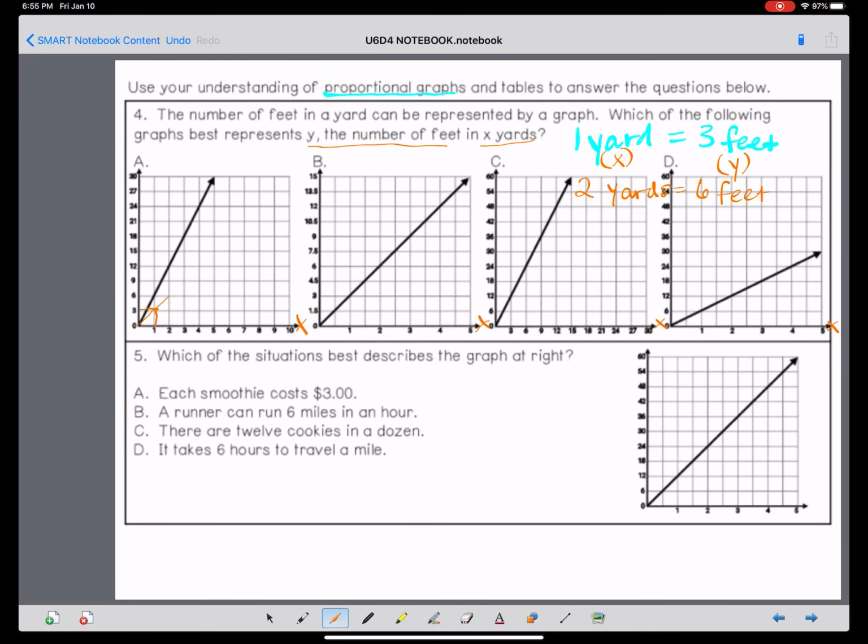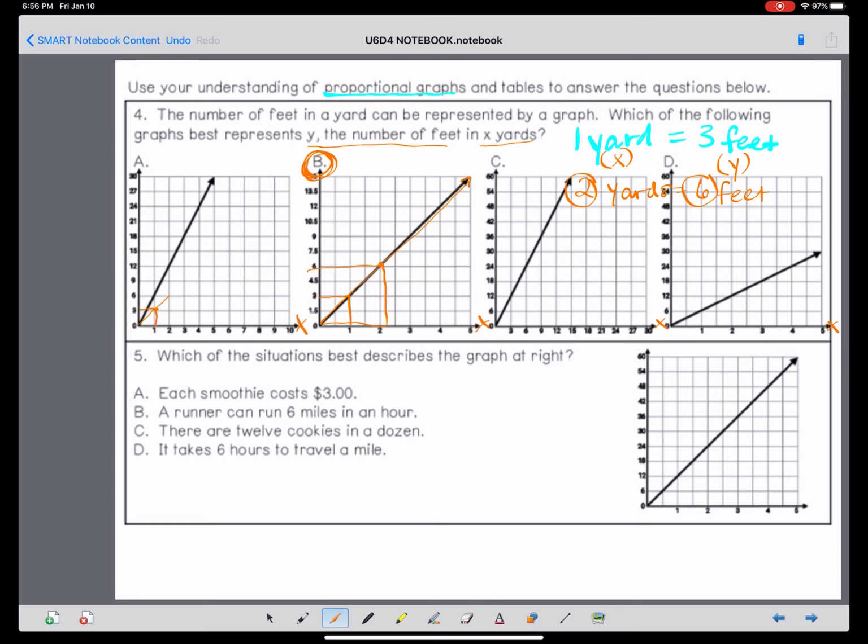I'm going to look at graph B. When I look over at 1 on my x value, it looks like it does match up with 3 because the graph passes through it. Let's see if I find 2 yards, if it matches up with 6 feet. So I'm going to go over to 2 yards and up. Oh, it looks like it matches with 6 feet. And this line is passing right through it. So I'm going to say B is the answer for this example problem.